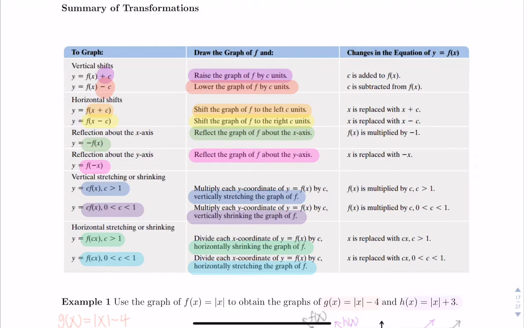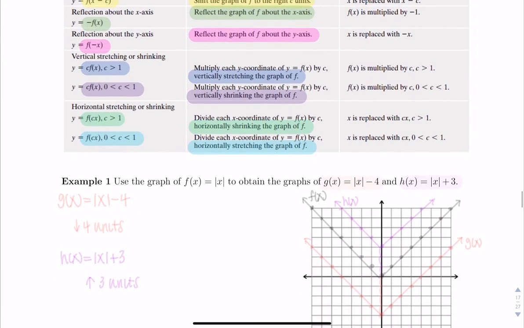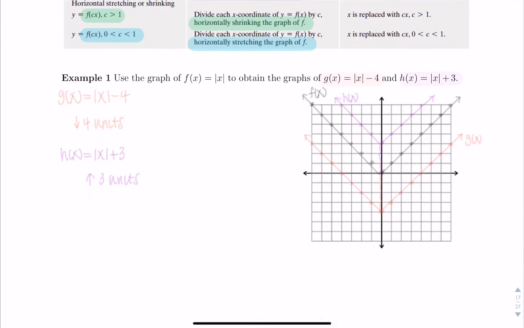So let's go ahead and apply these rules to the first example. Use the graph of f of x equals the absolute value of x to obtain the graphs of g of x, which is equal to the absolute value of x minus 4, and h of x, which is the absolute value of x plus 3.